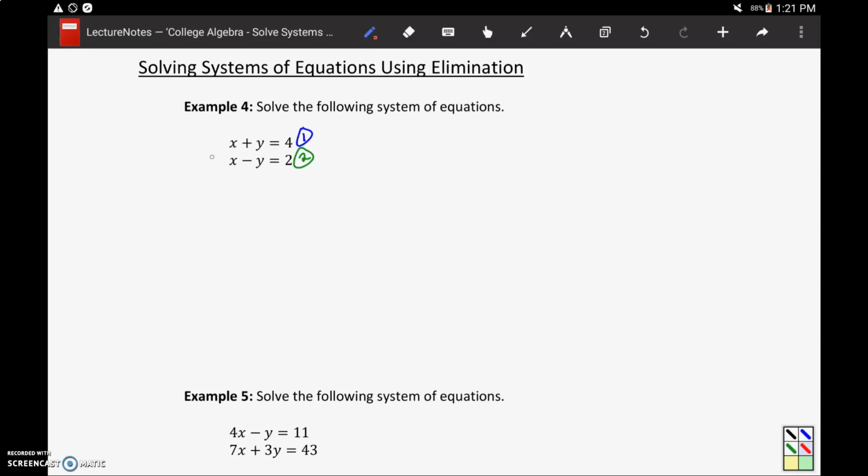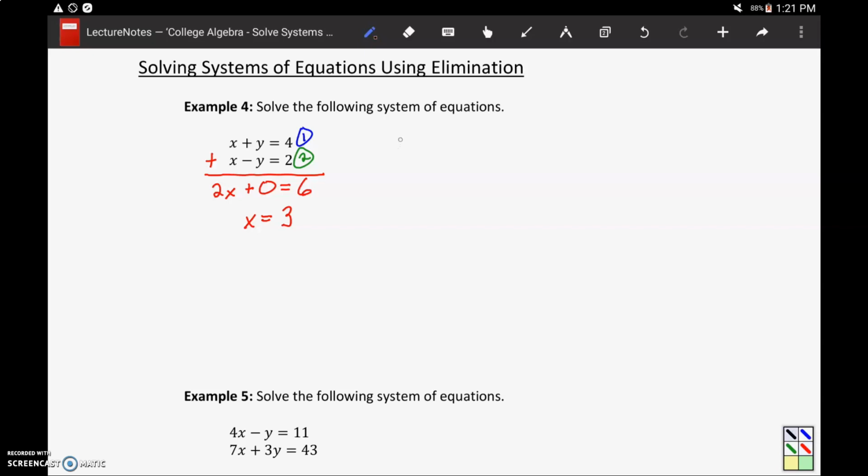The idea of elimination is that we want to add these two equations together in some way so that one of the variables cancels out. In this case, that's really easy to do because we have a positive y in one equation and a minus y in the other equation. So without updating anything, we can add these two equations together and our y's will just naturally cancel out. So x plus x is going to give us 2x. y minus y is going to give us 0, and then 4 plus 2 would give us 6. So we would have 2x is equal to 6, or dividing by 2 would give us x equals 3.